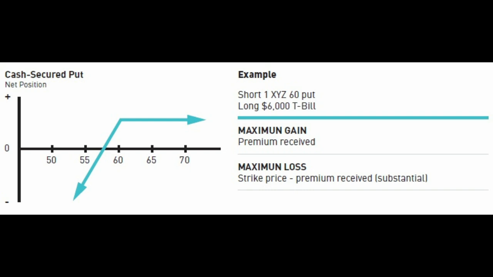And number 4, you get the potential purchase of stock. If the stock's price falls below the strike price, the option may be exercised and the investor must buy the stock at the strike price. Because the investor has set aside enough cash to cover this potential purchase, this is why the strategy is called cash secured. This strategy is best for investors who are bullish on a stock's long-term prospects and are comfortable with the possibility of owning the stock if the option is exercised.